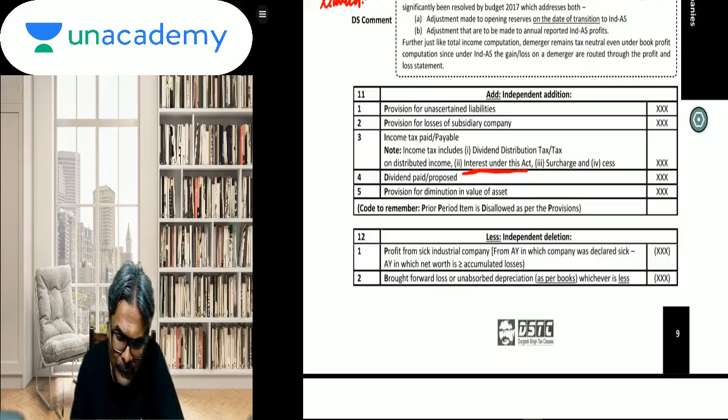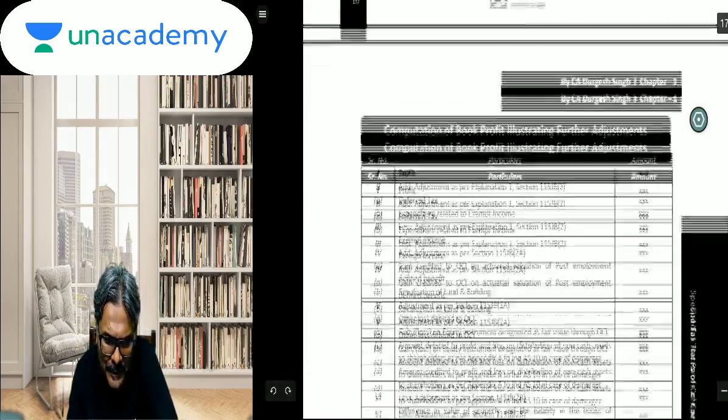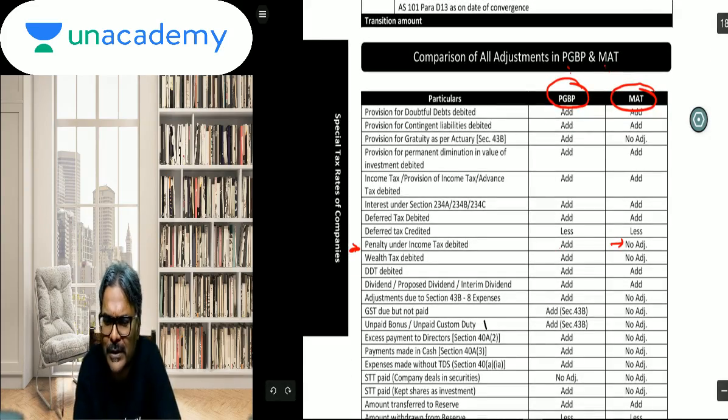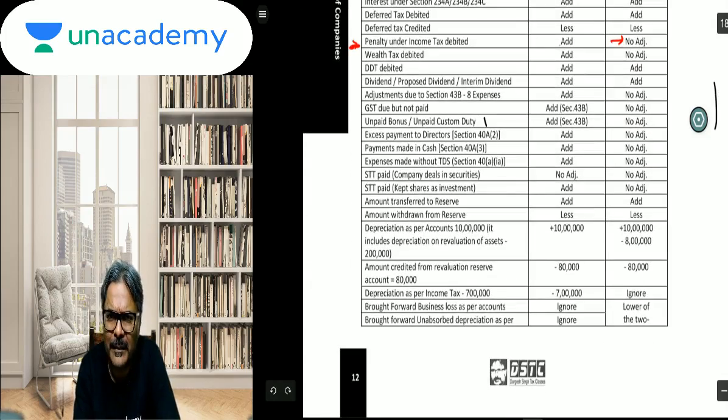In fact, students, if you find it, there is one table which I have prepared for you, which is such a great table, where you can see a comparison of all the adjustments of PGBP and MAT. You should go through this particular table very carefully. It gives you the comparison of what you do in PGBP and what we do over here. There is only limited commonality, for example, provision for uncertain liability, provision for the losses of the subsidiary company, and even the income tax. These are the limited common features that you will find at both places.